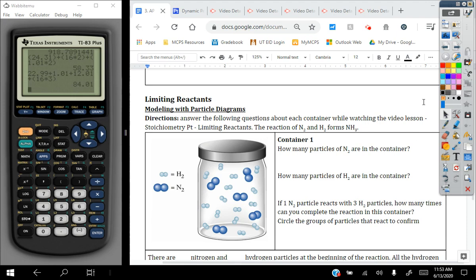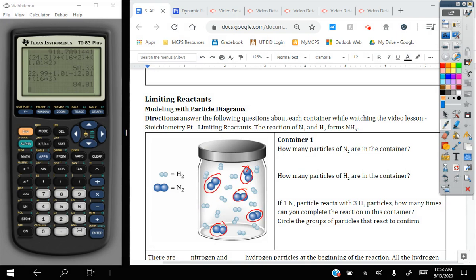So a limiting reactant, here's a particle diagram, and you should fill this out as we go. This reaction is actually a picture before the reactions take place. It's the reaction of nitrogen gas and hydrogen gas to form NH3. So how many N2 particles are in the container? I count 1, 2, 3, 4, 5. And then how many H2 particles are there? 1, 2, 3, 4, 5, 6, 7, 8, 9, 10, 11, 12, 13, 14, 15.